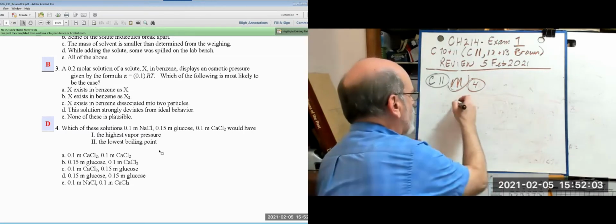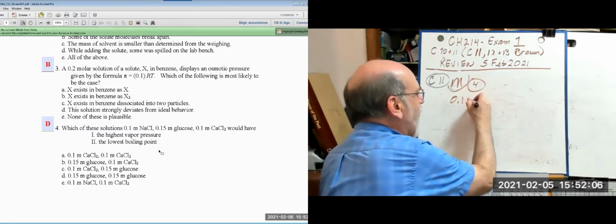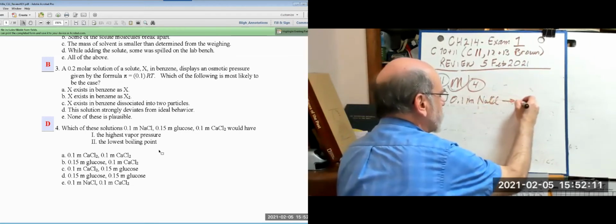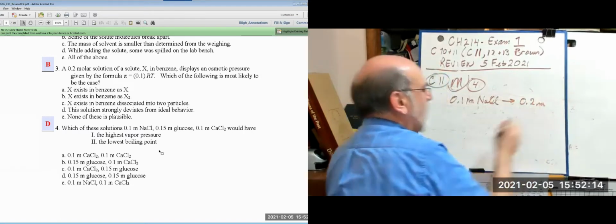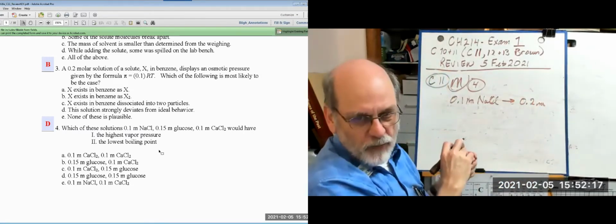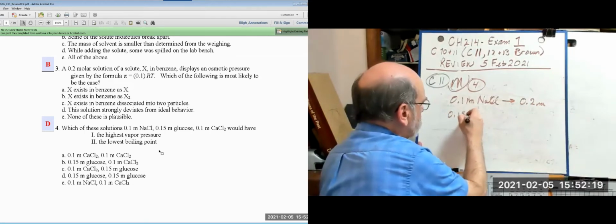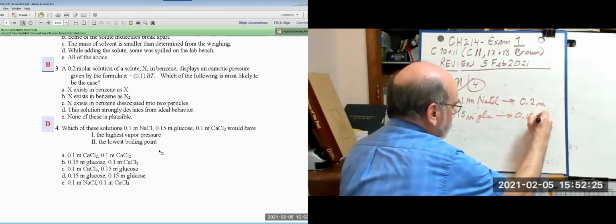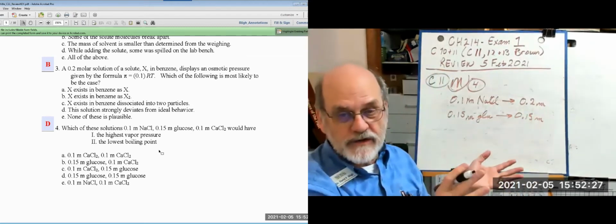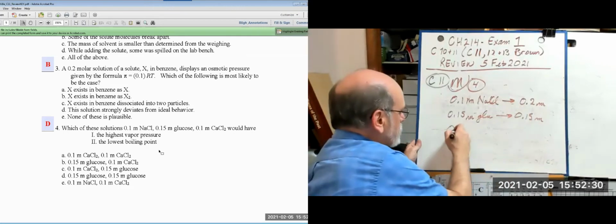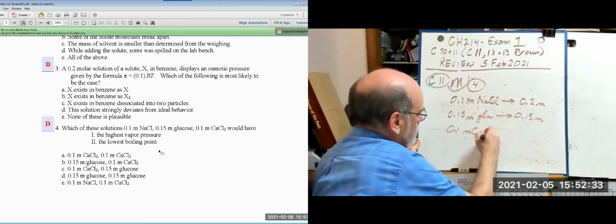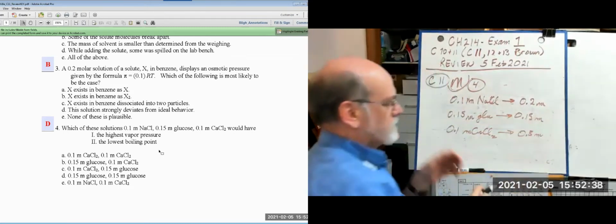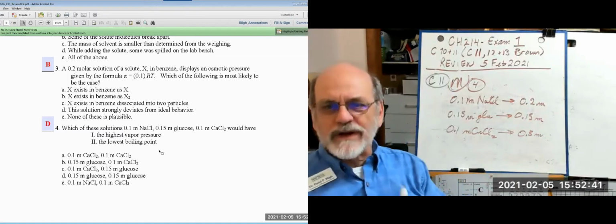So for 0.1 molar sodium chloride, or molal sodium chloride, what's the particle concentration? That yields 0.2 molal. 0.15 glucose is the same. It does not dissociate. Calcium chloride, 0.3 molal. Okay, so what do we know?